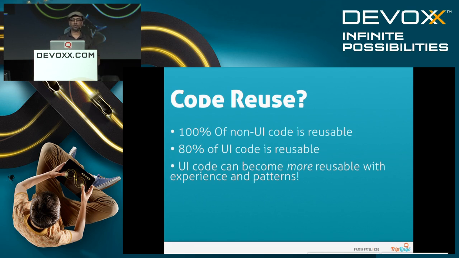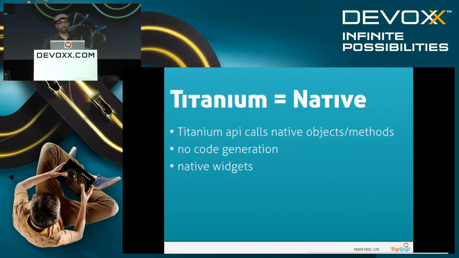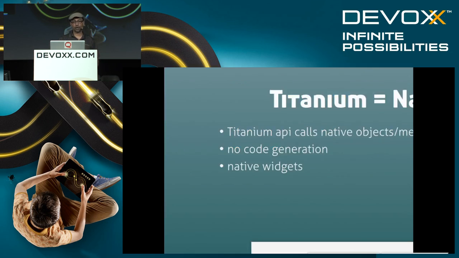And that eventually boils down to writing some code that, again, is still all JavaScript code, but it specifically uses the Titanium API that hooks into those native things. All right. So again, there's no code generation. We're working with native widgets. Titanium API calls down into the native layer. It is a bridge, not a code generator.